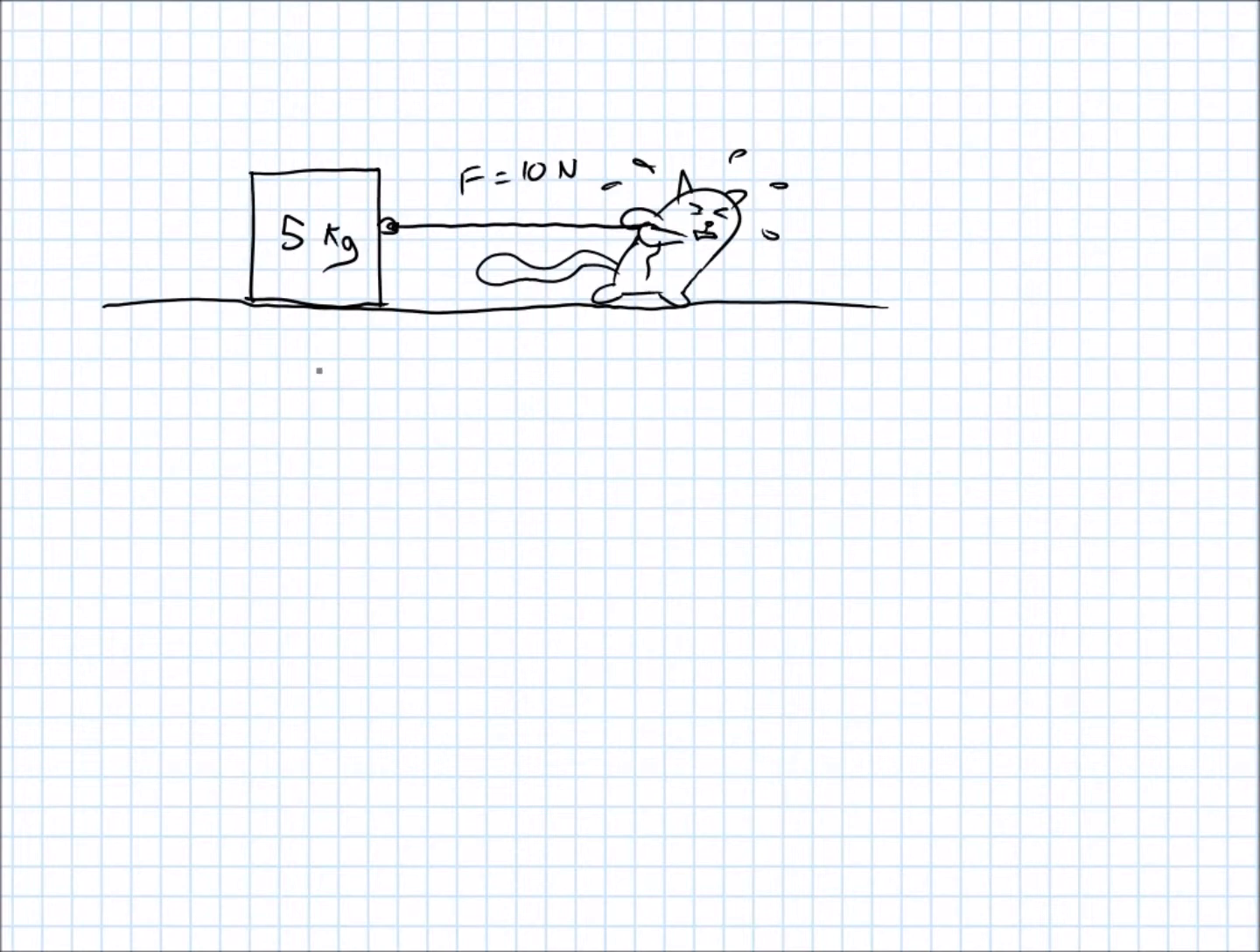Now we're going to go ahead and say the ground is frictionless. The mass is 5 kilograms, and the force that's pulling is 10 newtons. And let's go ahead and find the acceleration.